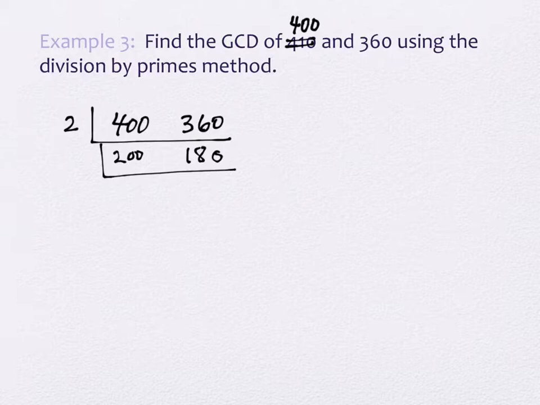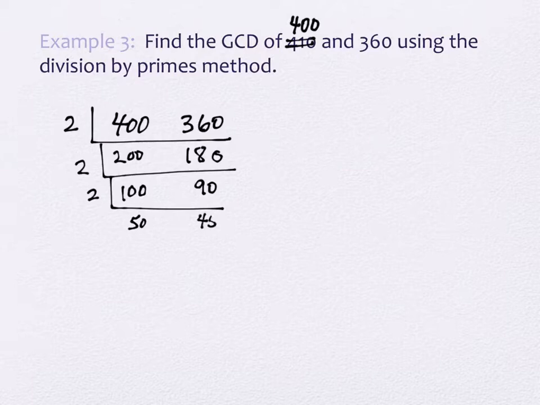And I repeat, 200, 180. Do either of those two numbers divide by another common prime? 2 again, to give me 100 and 90. Do they divide by another common prime factor? 2. And that gives me 50 and 45.